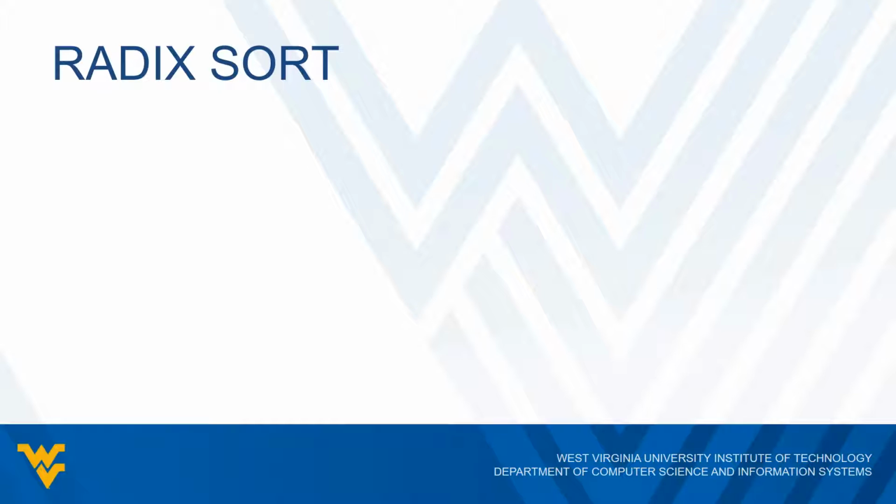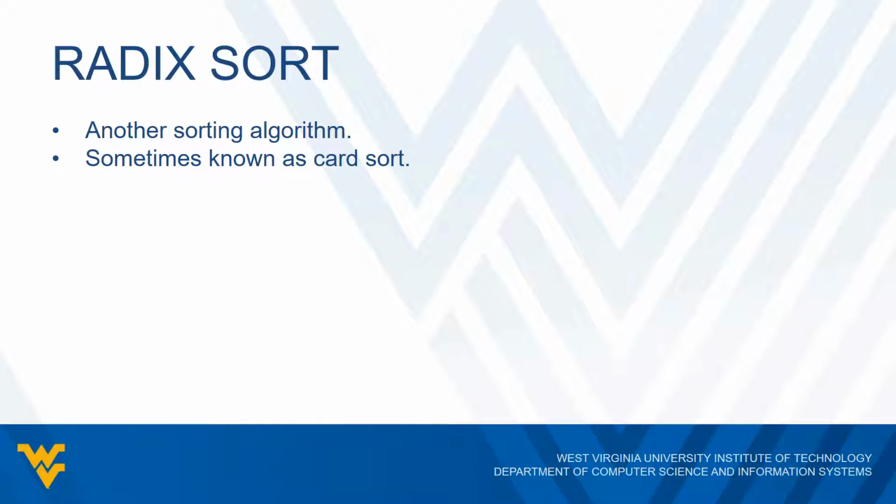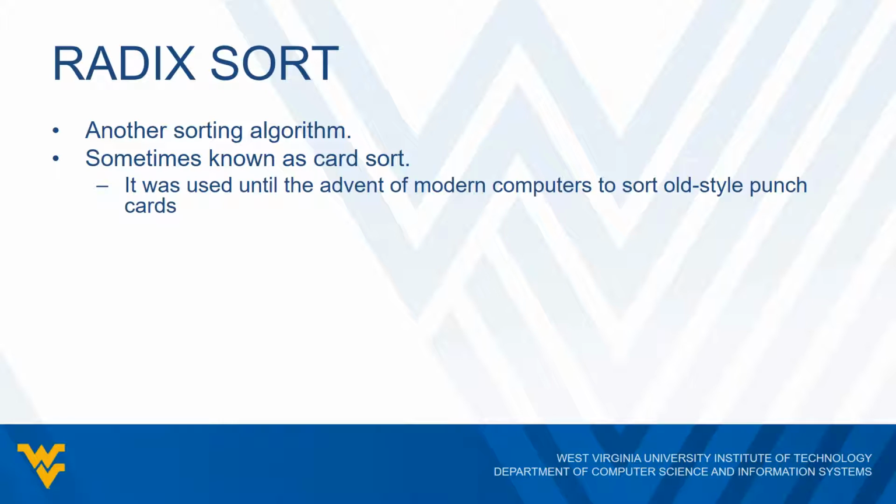Another sorting algorithm is called radix sort. Now, sometimes this is known as card sort, and this is because before we had modern computers, this algorithm was used to sort the old style punch cards from back in the 60s and 70s.